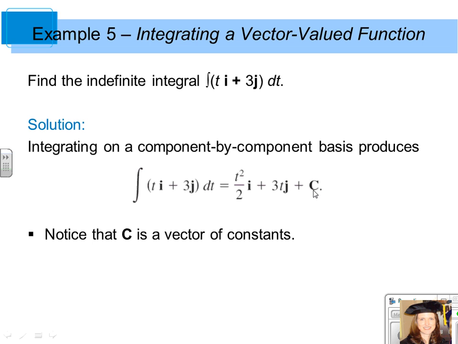Notice that the constant is bold. That means instead of adding a constant in front of the i component and a constant in front of the j component, we add a vector of constants. It's very important to distinguish between just a basic constant that you add in a traditional integral, and here we're adding a vector of constants. So we could have a constant for each of the components.